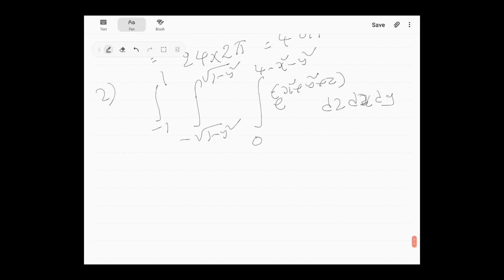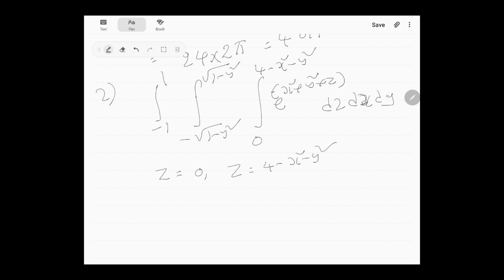Z is varying from z is equal to 0 to z is equal to 4 minus x square minus y square. So z limits are 0, that is xy plane, and z is equal to 4 minus x square minus y square. What does this 4 minus x square minus y square represent? On the xy plane, z value is 0. Z is 0 means x square plus y square is equal to 4. So x square plus y square is equal to 4 is a circle on z is equal to 0.